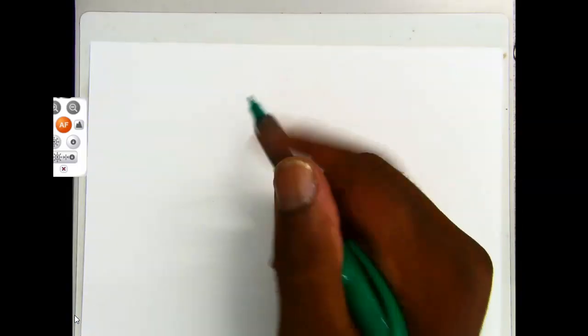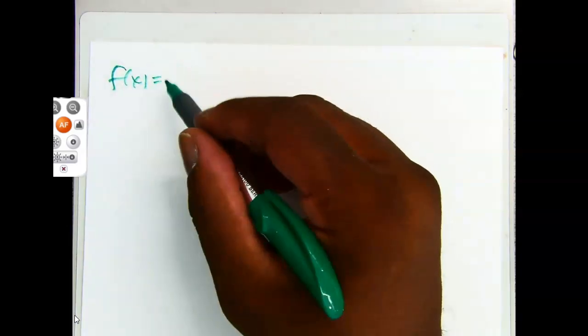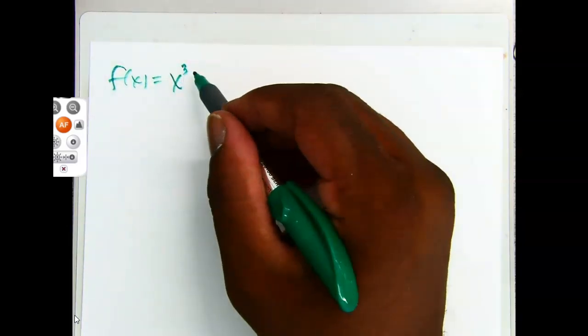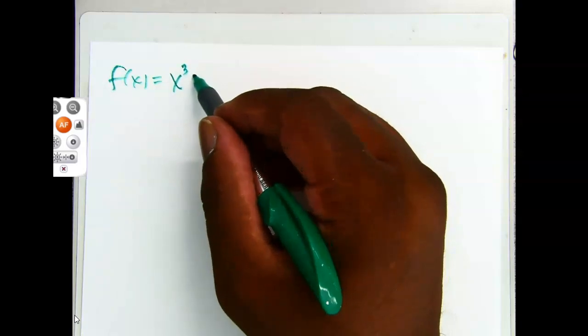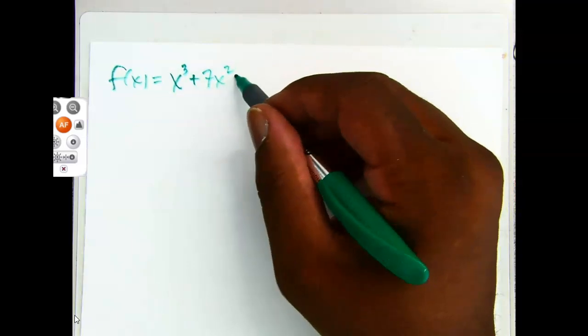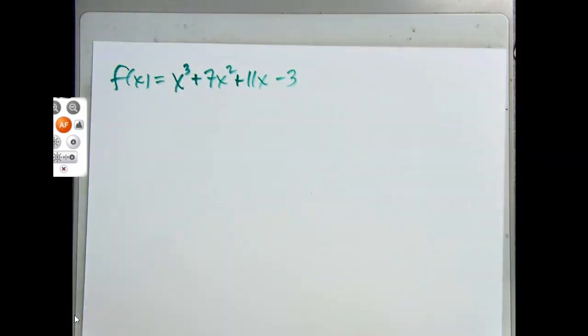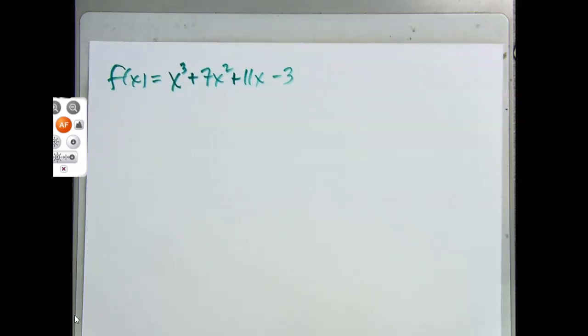Okay, so let's say that we have f of x, and that is equal to x cubed plus 7x squared plus 11x minus 3. Okay, so what I notice here is that we cannot factor by grouping.